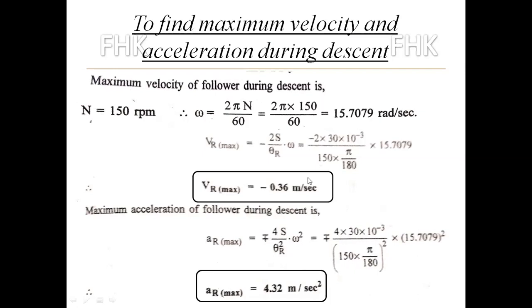In this way, you have to convert the units: convert rpm into radian per second, convert displacement into meters, and convert the angle theta, which is given in degrees, into radians by multiplying by pi by 180. That conversion you have to make, and then just put those values in the formula which we derived in the earlier session in the table, and find out the velocity and acceleration asked in the problem statement.